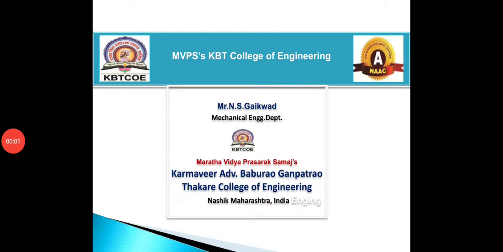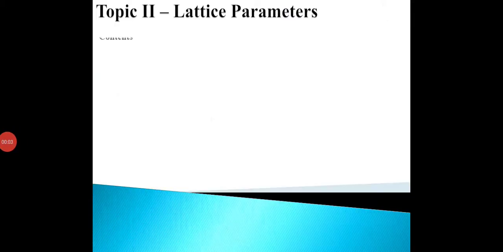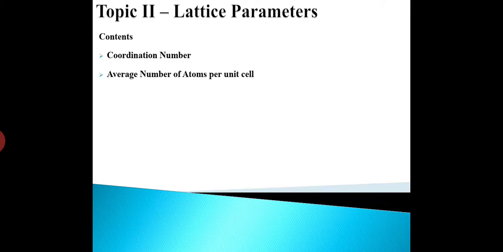Hello students. In the previous lecture we have seen different types of crystal structures. In this lecture we will study lattice parameters. It mainly contains first coordination number, second average number of atoms per unit cell, third atomic packing factor, and last density.